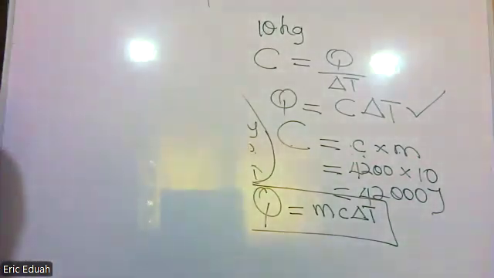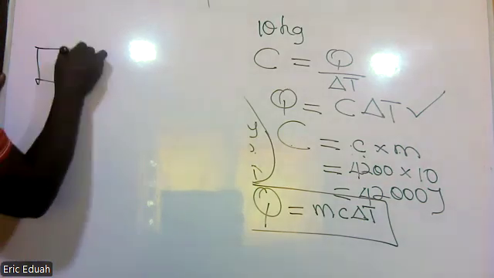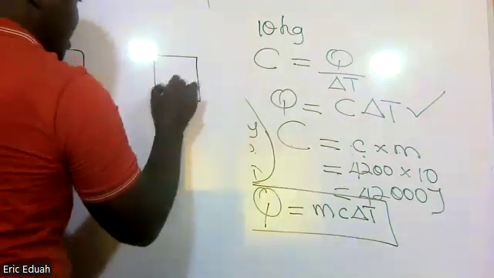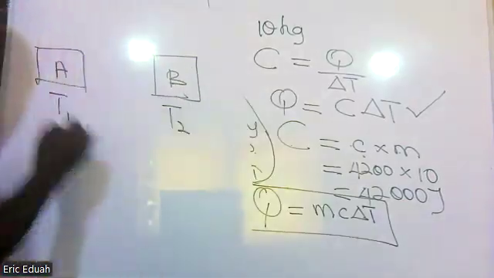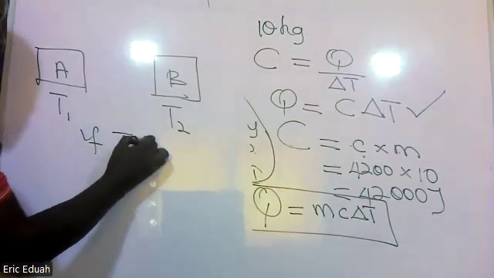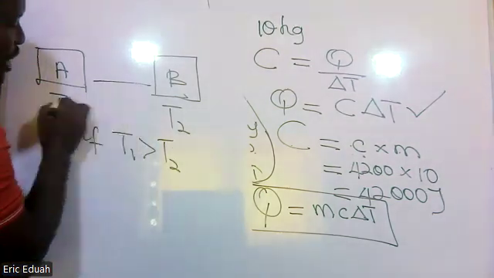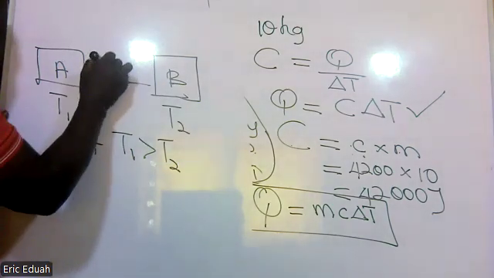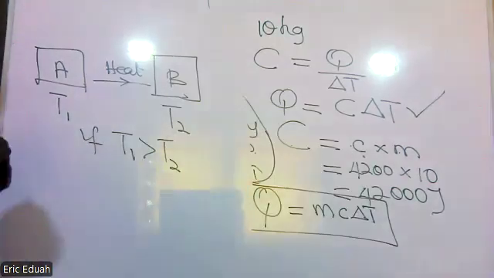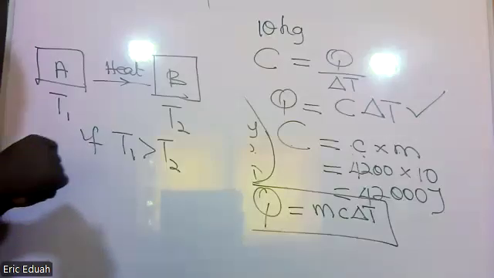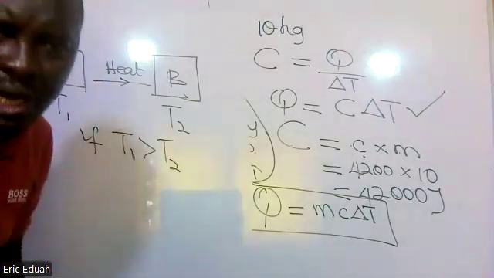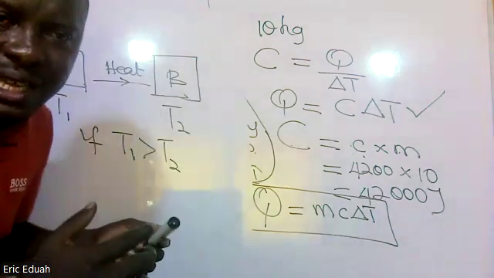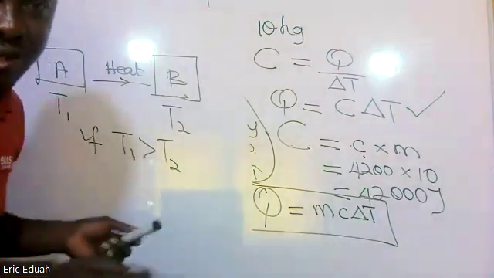so let me illustrate something. Material A, temperature T1. Material B, temperature T2. T1 is greater than T2, there will be transfer of heat energy from T1. So the heat energy will be transferred in this manner from T1. Then this transfer will go on and on till the two have attained the same temperature and the transfer will cease.